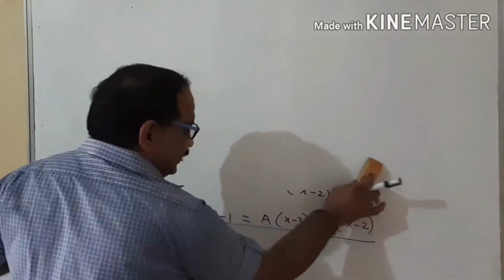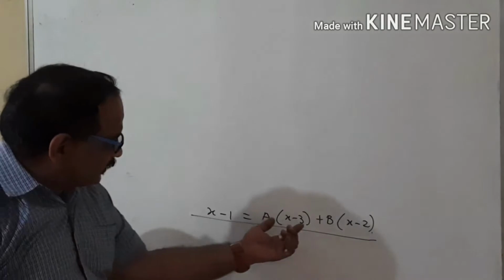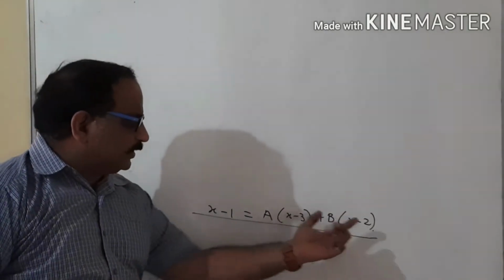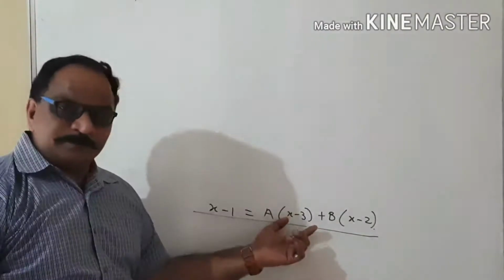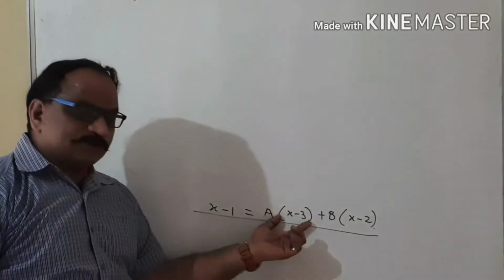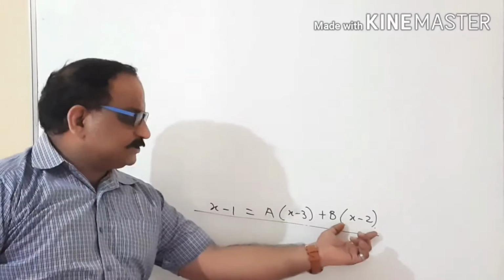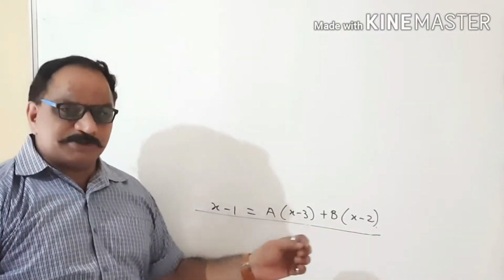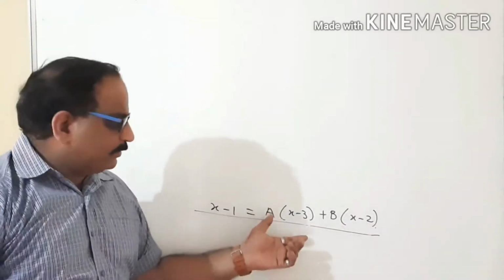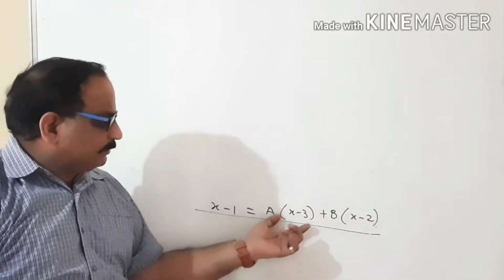The answer is: look at the factors you have, x minus 3 and x minus 2. We get the values by putting them equal to 0. If I place x minus 3 as 0, then x comes to 3. If I place x minus 2 as 0, then x comes to 2. So we can substitute 2 and 3. We can substitute any real number, but for easiness and quickness, we put these.